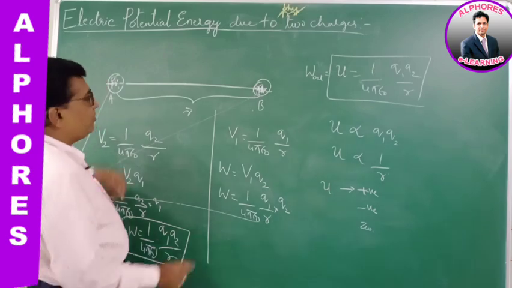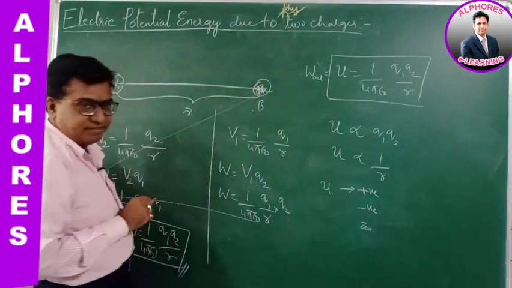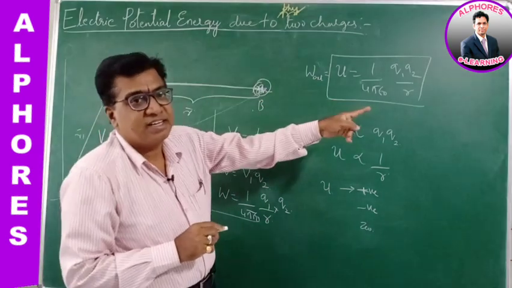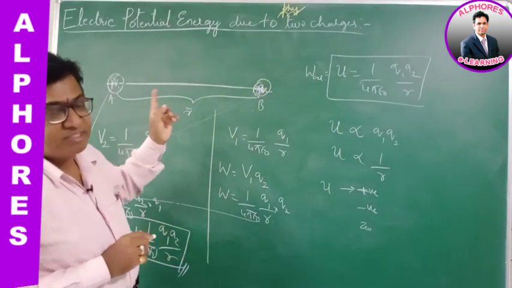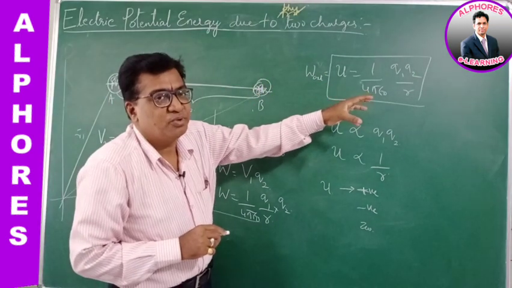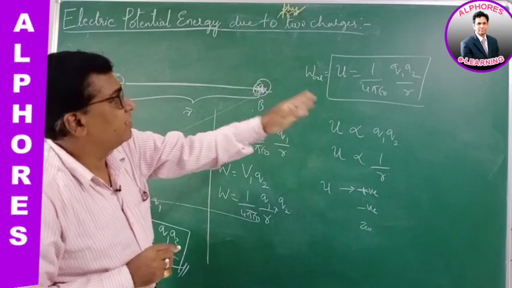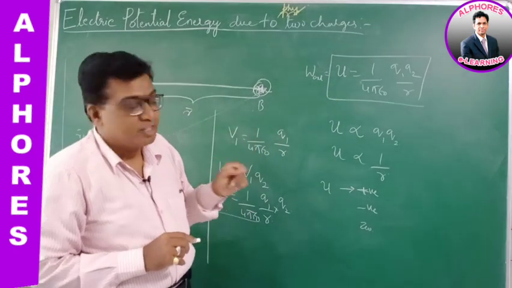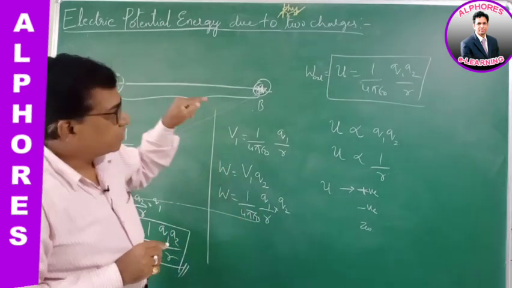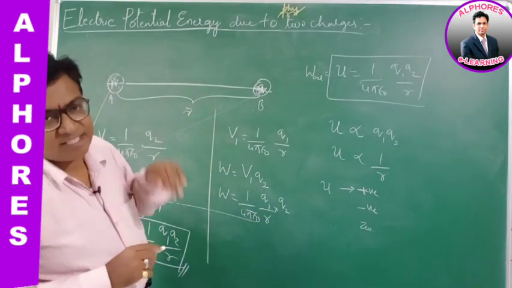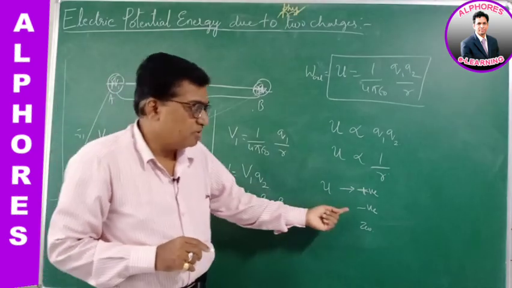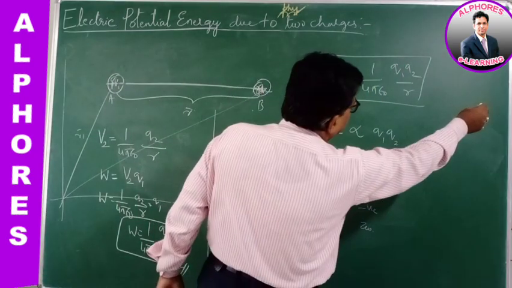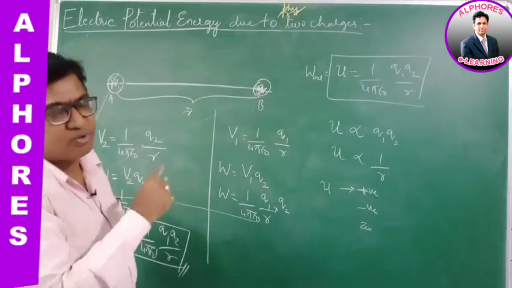Had Q1 been positive and Q2 negative, the negative charge is attracted to the positive charge. Then for negative charge Q2 moving from infinity to the point, the work done by the external agent is negative. The potential energy is negative. In fact, the potential energy of the system decreases. When the charge Q2 is at infinity, the potential energy is zero, no interaction.